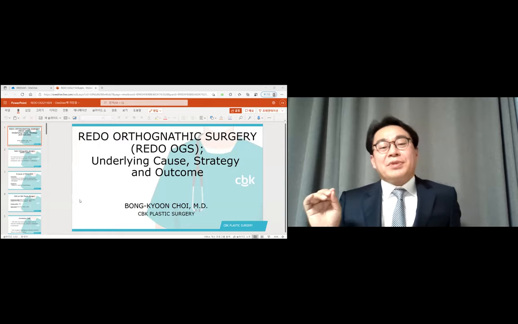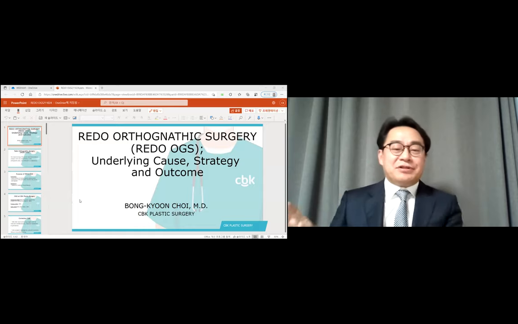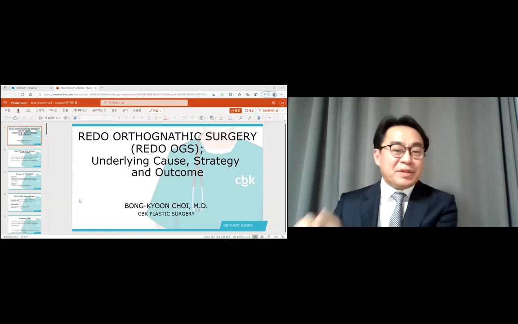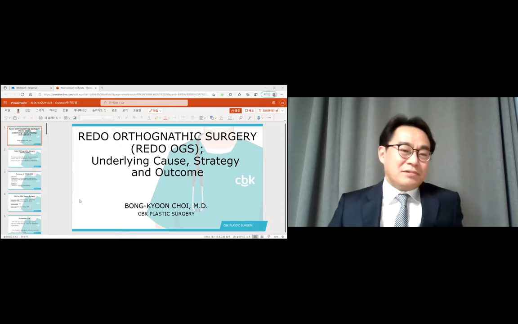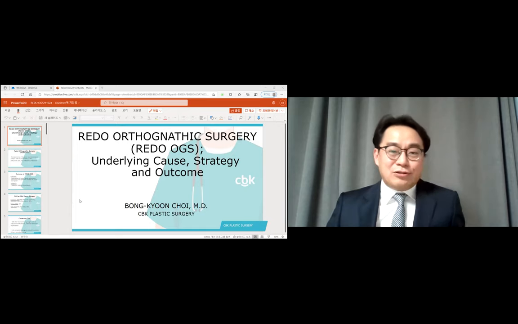I think finding out the problem and explaining it in detail, especially the numbers, millimeters or angles, is important. And if the patient cannot understand it, I don't do the surgery.